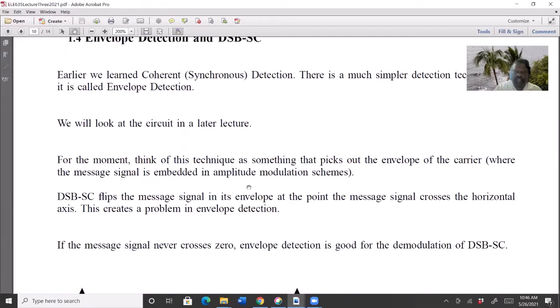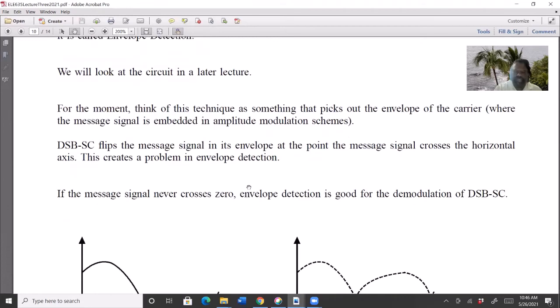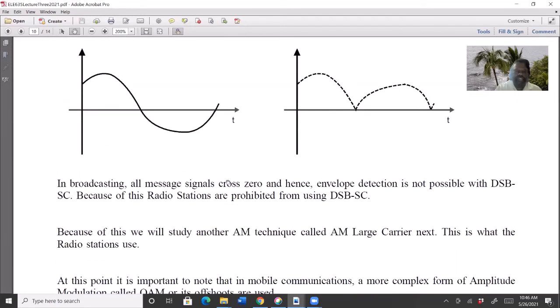I already told you about this envelope detection. If this is the message signal, as I already explained at this point, instead of tracking this, it will flip, and this will go like this.